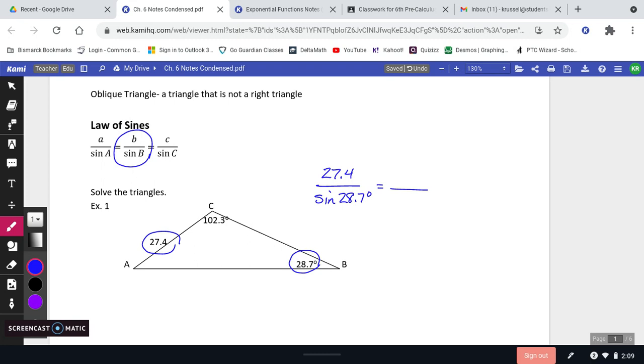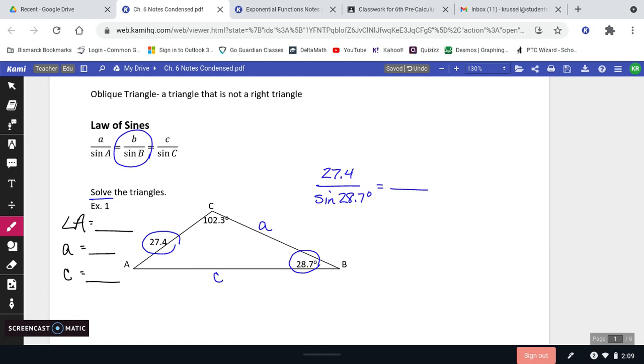Okay, and then I'm going to find what piece of information I want. So I need to find side C. I don't have that piece of information. I do not have side A, and I don't have angle A. So remember, if you're solving a triangle, we are looking for all missing pieces. So I'm going to find the measure of angle A. I'm also going to find the length of side A and the length of side C.